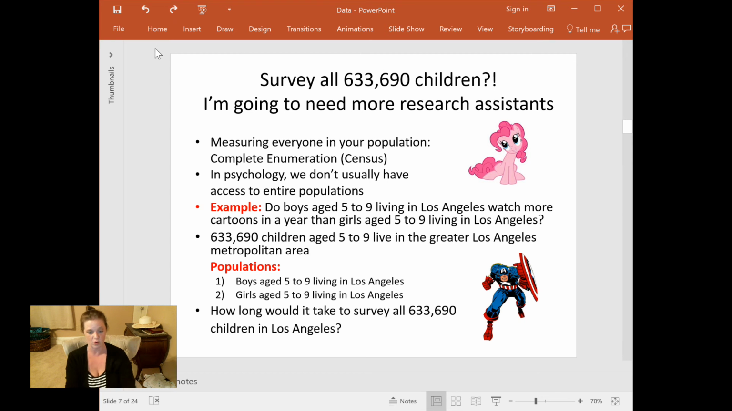Now, if I was going to try to ask each and every single one of the 690 children about their cartoon watching habits, or ask their parents about their cartoon watching habits, that would take me years and years and years. I need a whole lot more money, a whole lot more research assistants, and way more clipboards, right? And if I could do that, that is called a complete enumeration or a census.